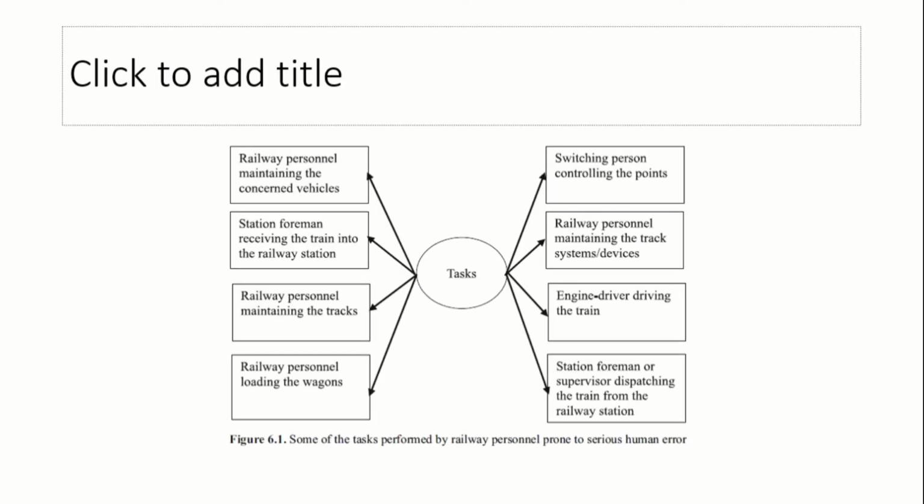So this is another list of some tasks performed by railway personnel that are prone to serious human error. We have personnel maintaining the concerned vehicle, so we need to make sure that the maintenance is correctly done. Station foreman receiving the train into the railway station. This is basically an old story, but mostly we have a dispatcher and automatic train.